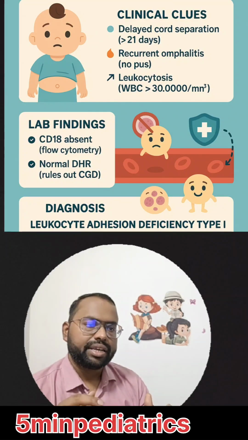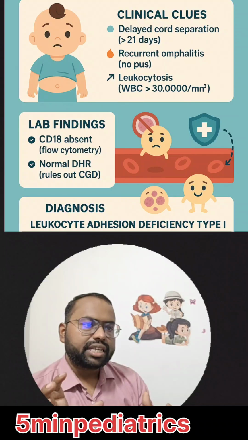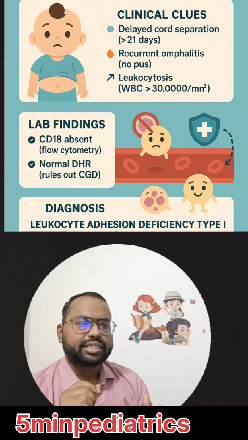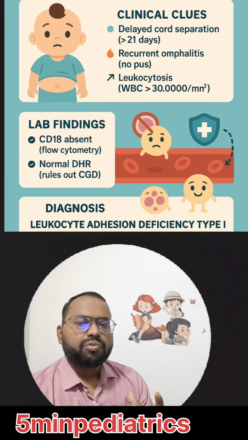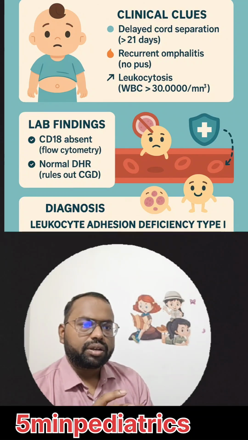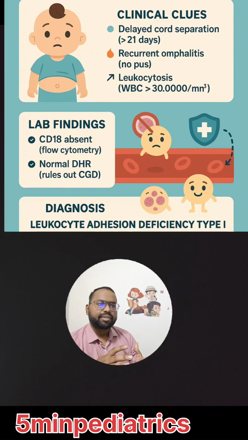DHR test normal. DHR, what is DHR? Dihydrorhodamine test rules out chronic granulomatous disease, which shows abnormality. Normal DHR supports leukocyte adhesion defect.